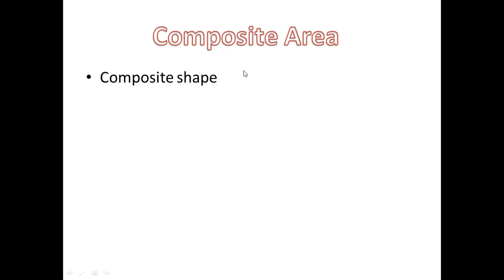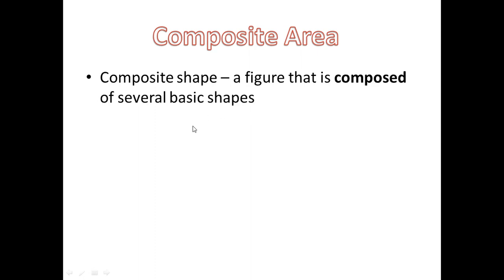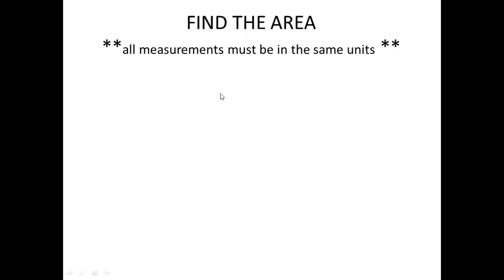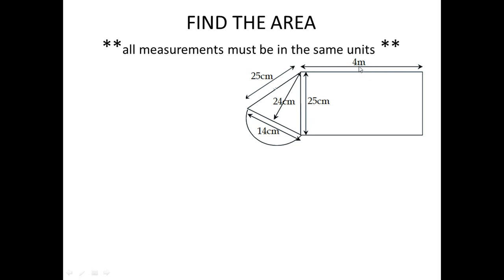Now we're going to talk a bit about composite area. A composite shape is a figure that's composed of several basic shapes. So if we look at this shape here, we have a rectangle, we have a triangle, and we have a semicircle. So let's find the area of that shape. And when we're calculating the area, all the measurements have to be in the same units. So the issue here is we've got meters, whereas these are in centimeters. So we're going to have to convert it into centimeters so that we can find the area.